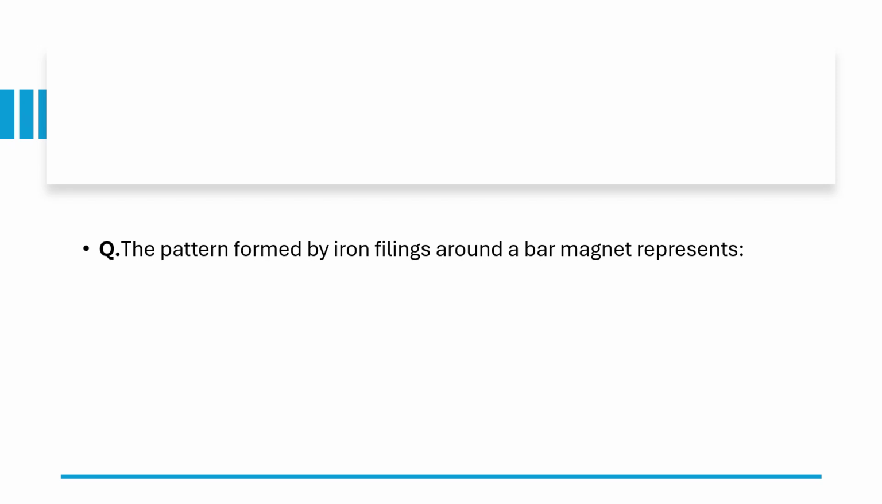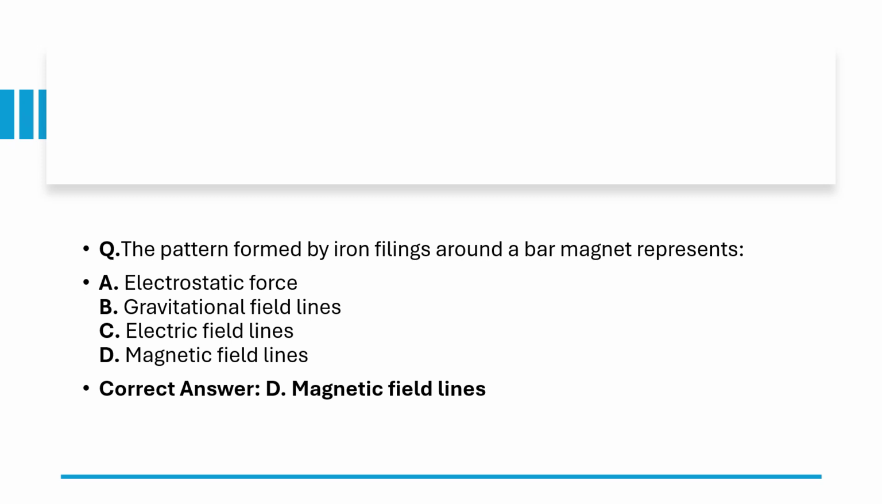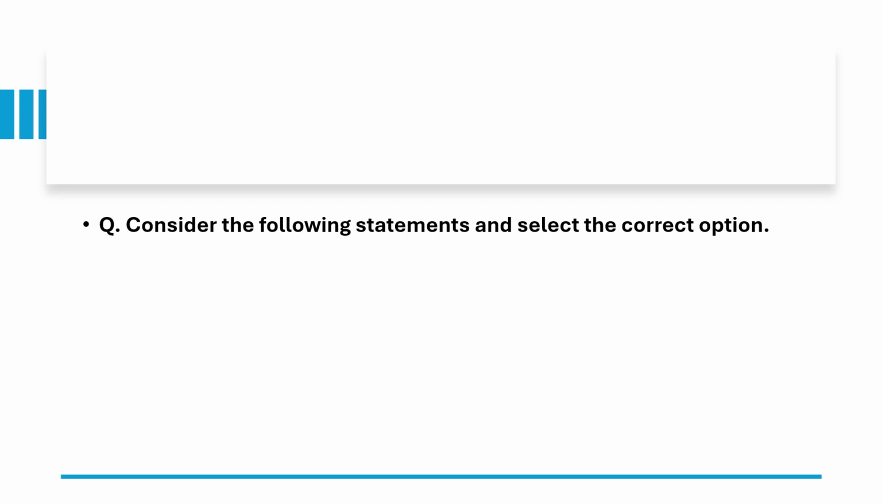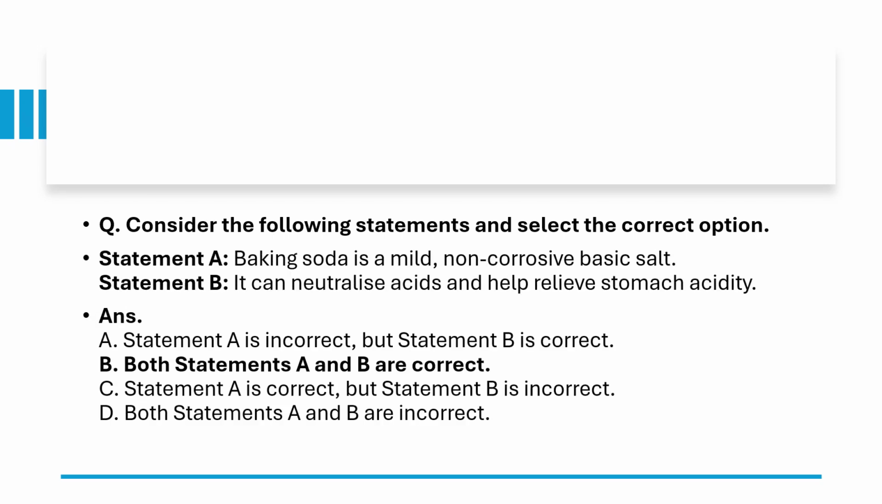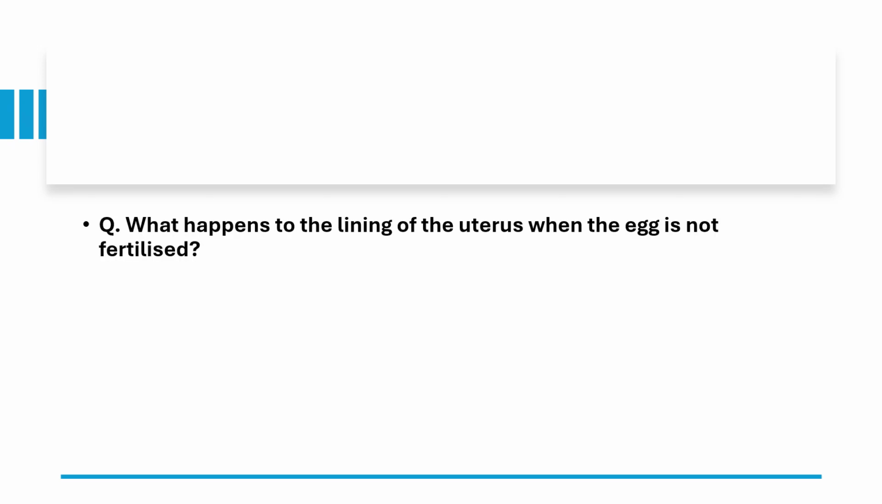The pattern formed by iron filings around a bar magnet represents option D, magnetic field lines. Consider the following statement, select the correct option. Statement A, baking soda is a mild, non-corrosive basic salt. Statement B, it can neutralize acids and help relieve stomach acidity. So both these statements are correct. Option B is the correct answer.